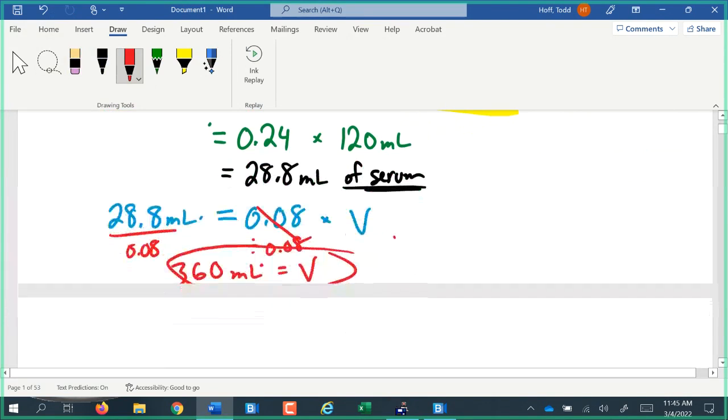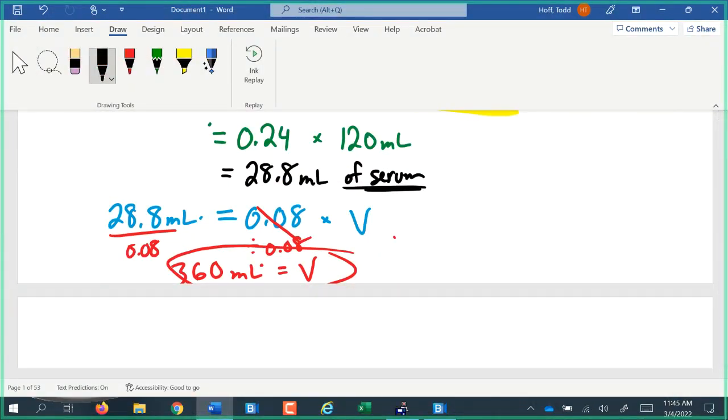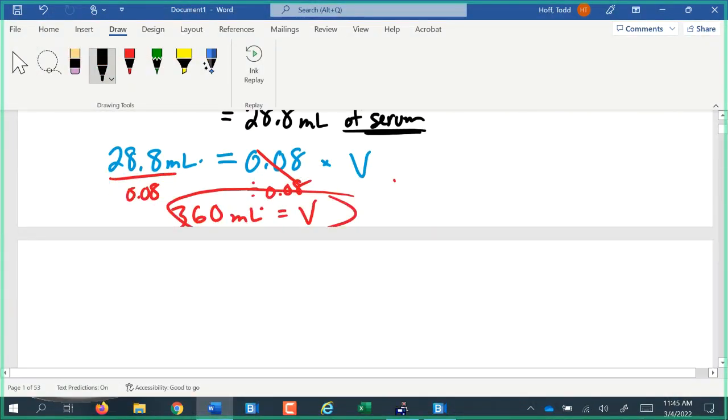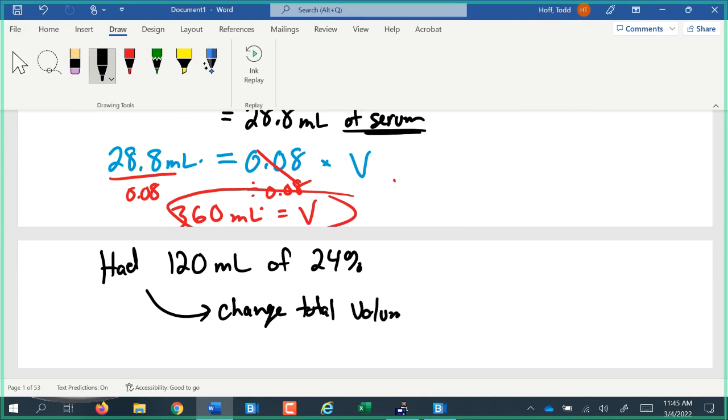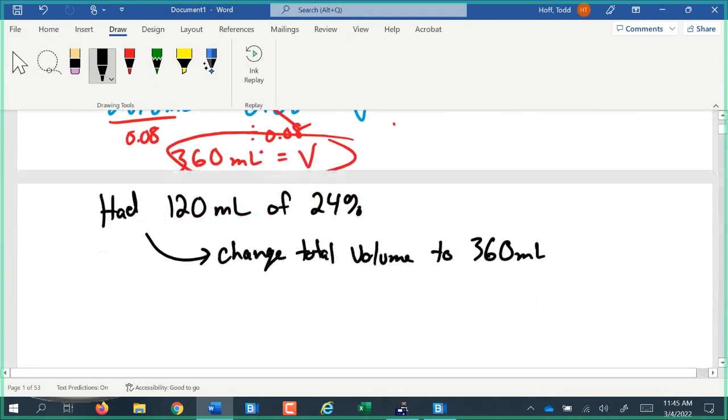So then we need to figure out a dilution. Well, we had 120 milliliters of the 24% solution. We now need to change the total volume to 360 milliliters. And what's going to be added, of course, is just that inactive material, normal saline or sterile water.